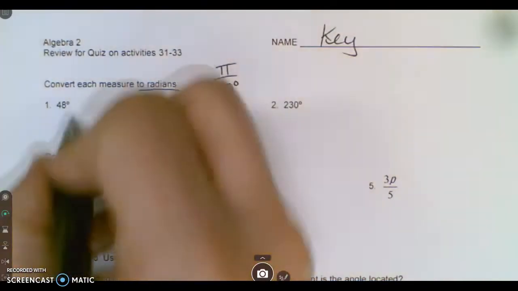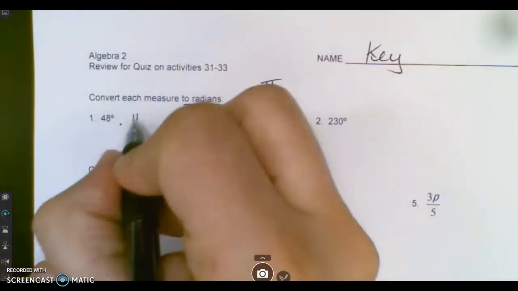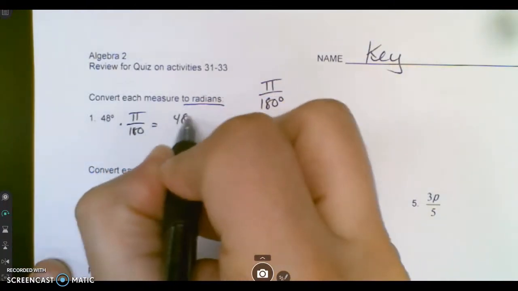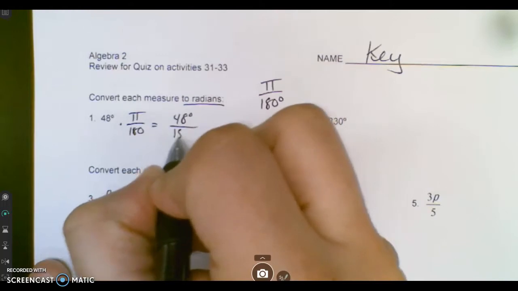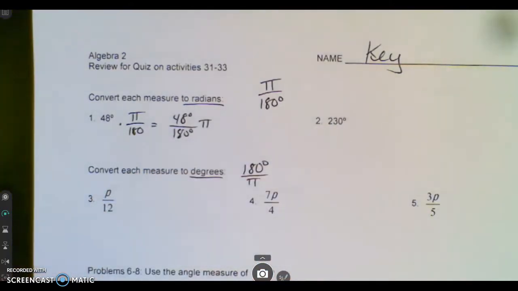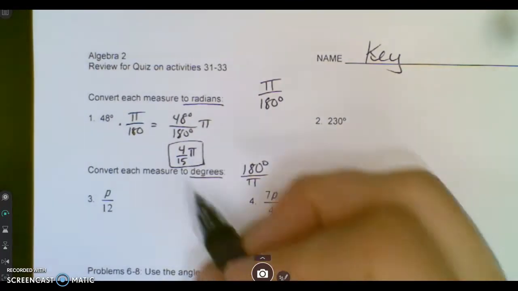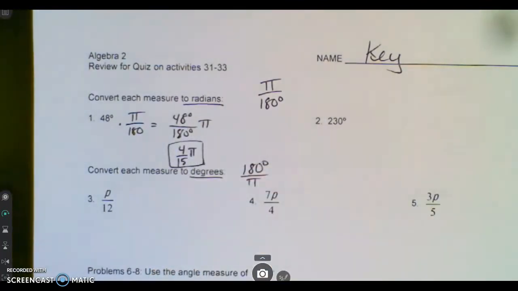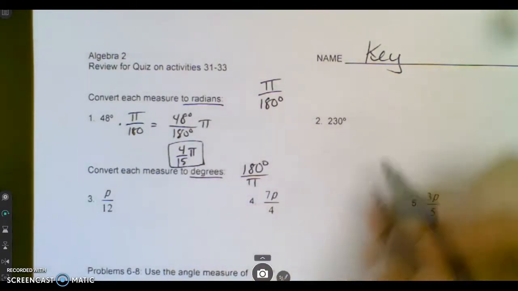So basically I just take 48 times pi over 180, and then really we're just reducing 48 over 180. The pi is kind of along for the ride. Let me get a calculator here, and 48 over 180 reduces to 4 over 15, because 12 goes into the top and the bottom. And the pi is still there, don't forget that.